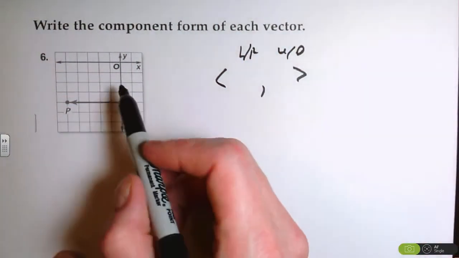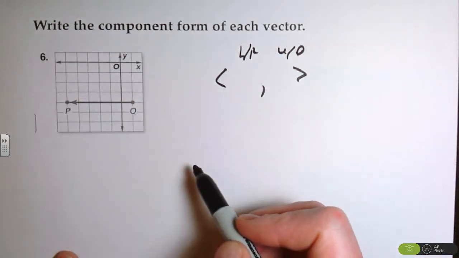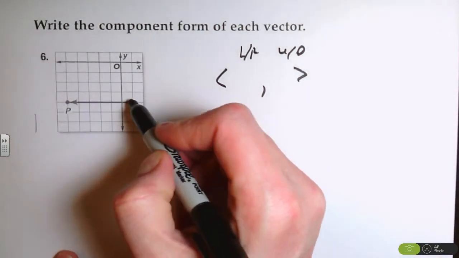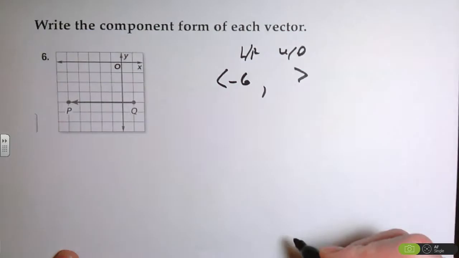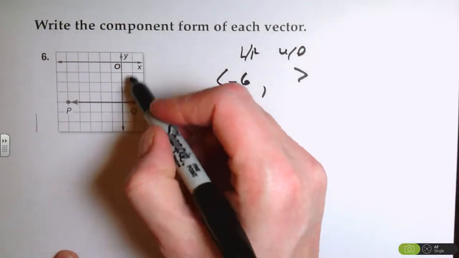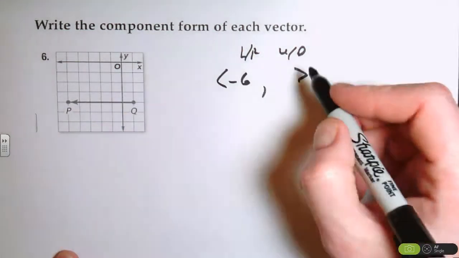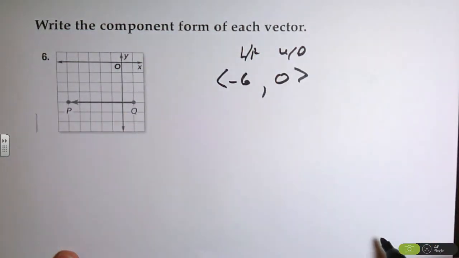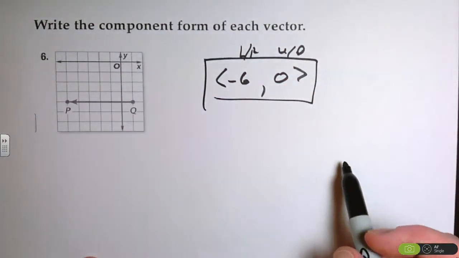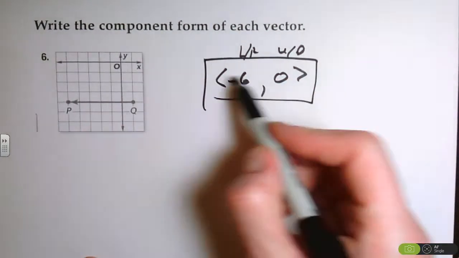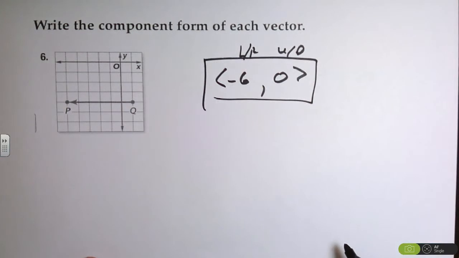Okay, so we start at Q and end at P, because that's where the arrow's going. So the question is, how did I get from Q to P? Well, I went left 1, 2, 3, 4, 5, 6. So it's -6 movement that way. And then I try to think, did I go up or down? No, I didn't go any up or down. So it's <-6, 0>. Not terribly exciting, but that's the component form of the vector telling me what happened. You started at Q and you went left 6, but didn't go up or down at the same time.